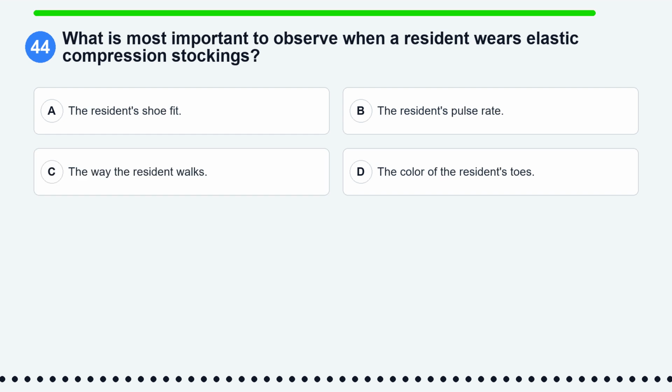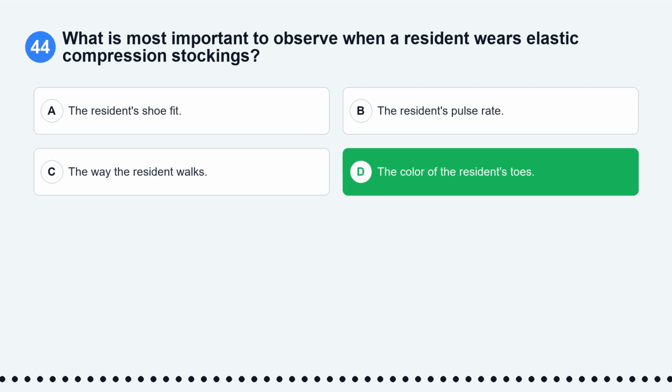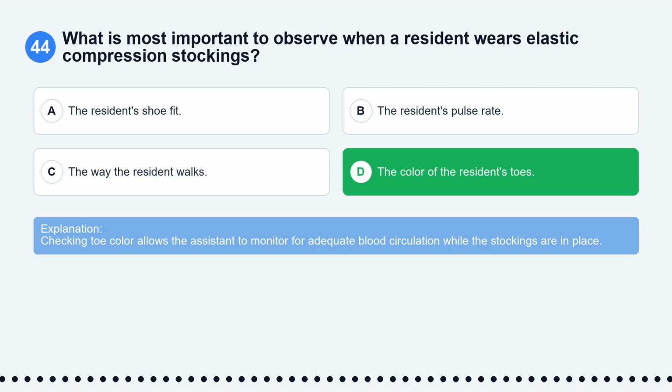Question 44. What is most important to observe when a resident wears elastic compression stockings? Option A, the resident's shoe fit. Option B, the resident's pulse rate. Option C, the way the resident walks. Option D, the color of the resident's toes. The correct answer is option D, the color of the resident's toes. Checking toe color allows the assistant to monitor for adequate blood circulation while the stockings are in place.